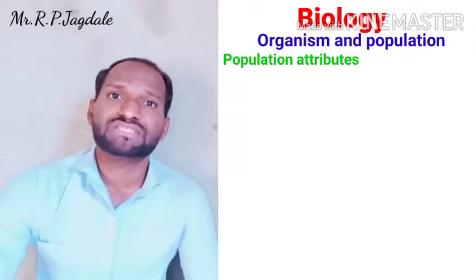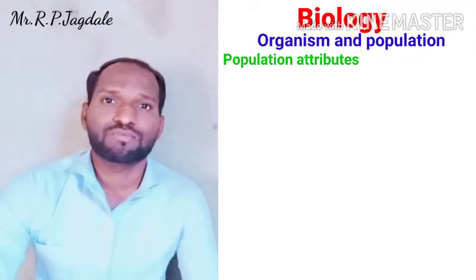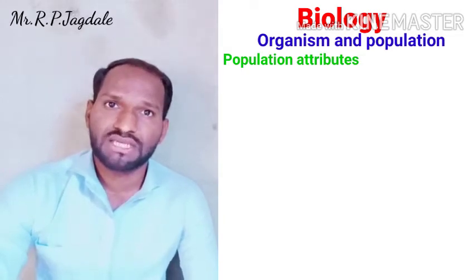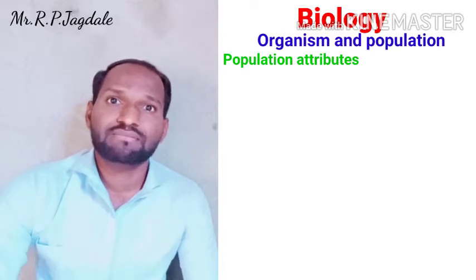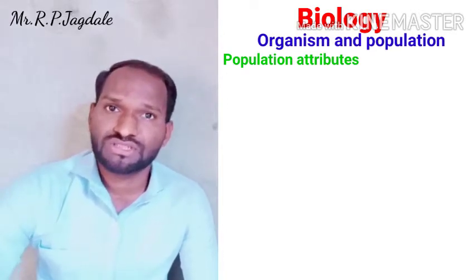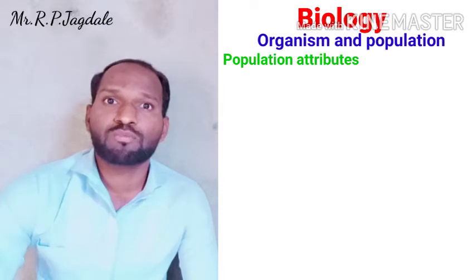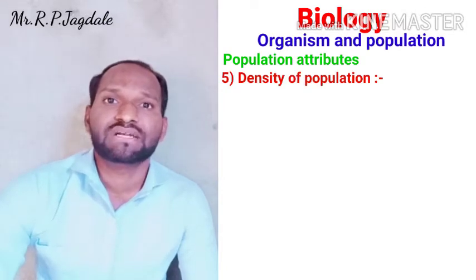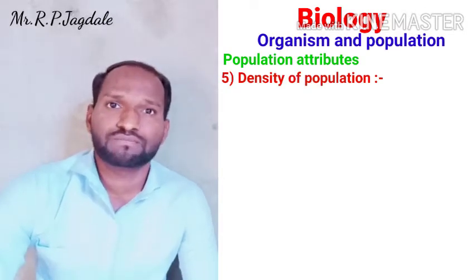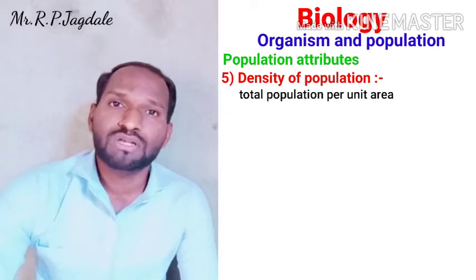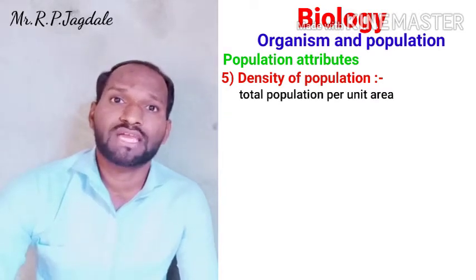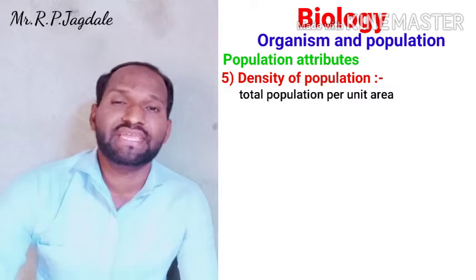In the previous lecture, we have already seen some of the population attributes. In this lecture also, we are going to see some other population attributes. So the fifth population attribute is the density of population. Now, what is the meaning of the density of population? The total number of population or total number of organisms per unit area. It is nothing but the density of population.